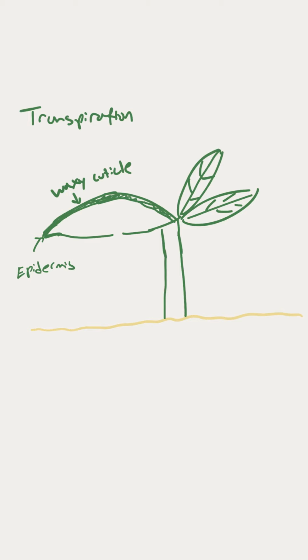And below the epidermis is going to be the tissue where we see gas exchange take place. So this area is called the mesophyll. There's kind of two different areas of it. The first part are cells that are pretty tightly packed together. This is going to be the palisade mesophyll.